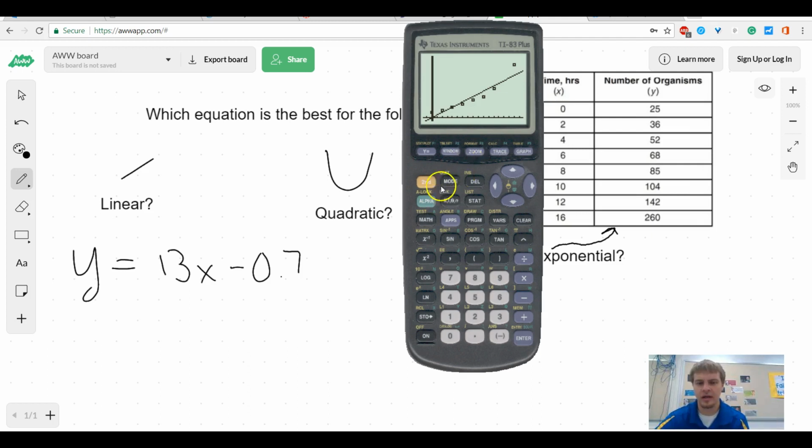So let's try our quadratic model. I'm going to get rid of my line model. And now when I go to stat and calculate, instead of doing a linear reg, I'm going to do a quadratic reg.